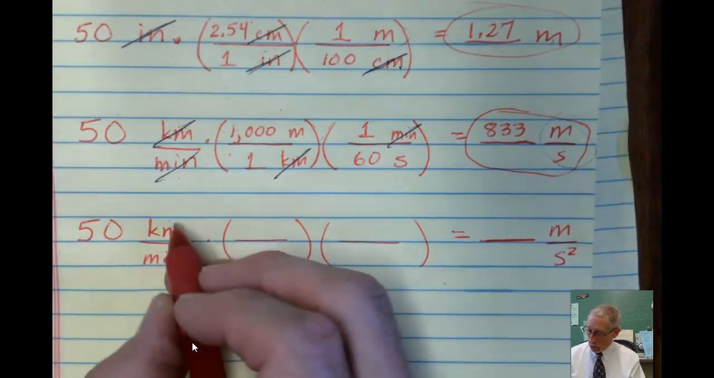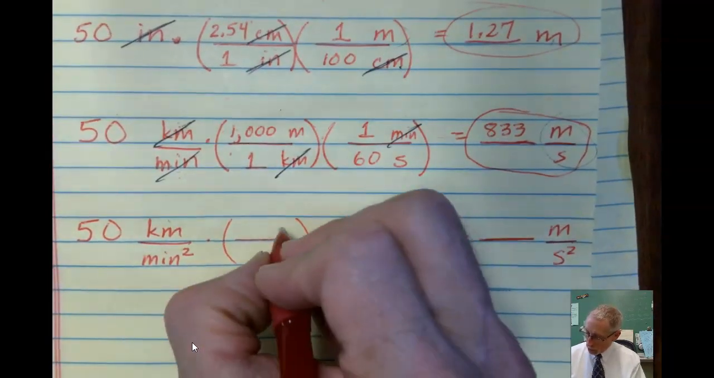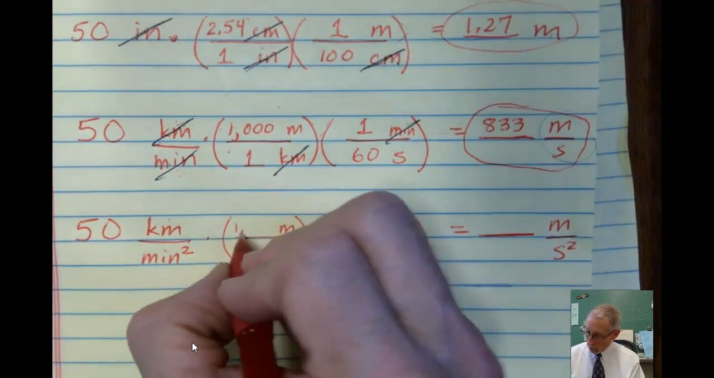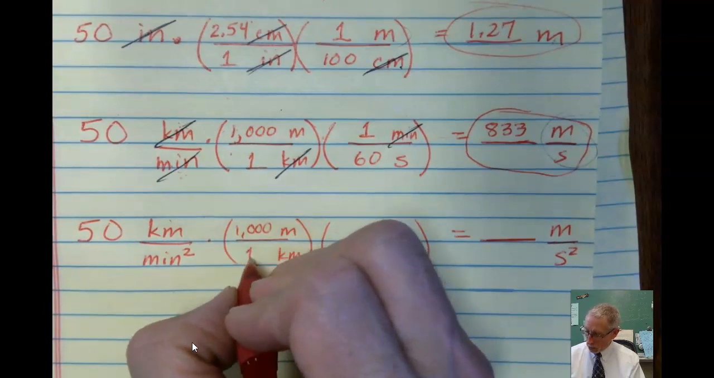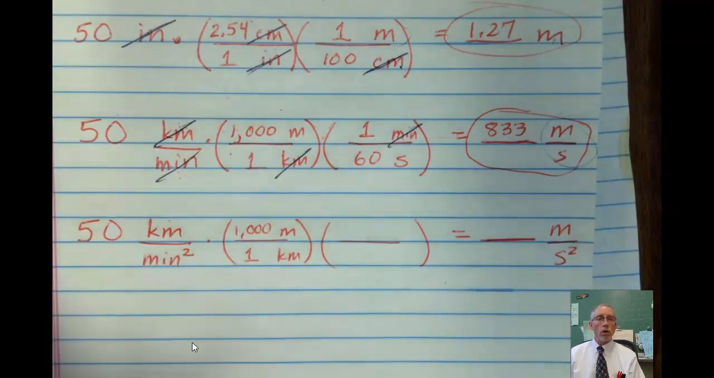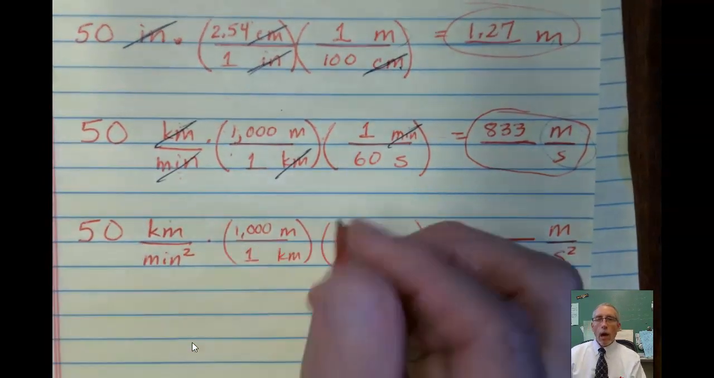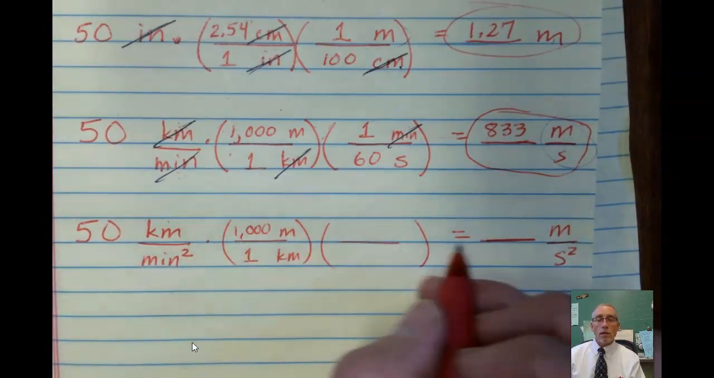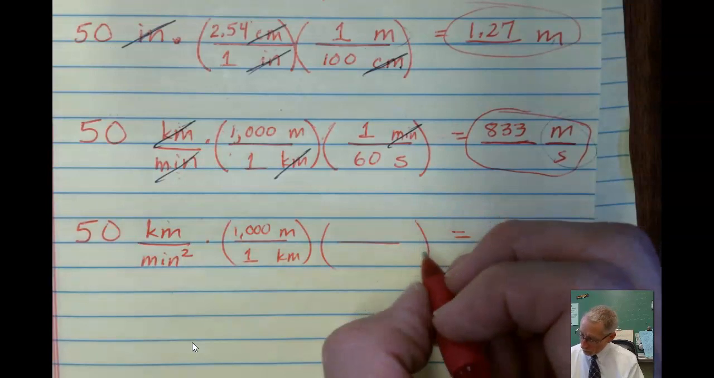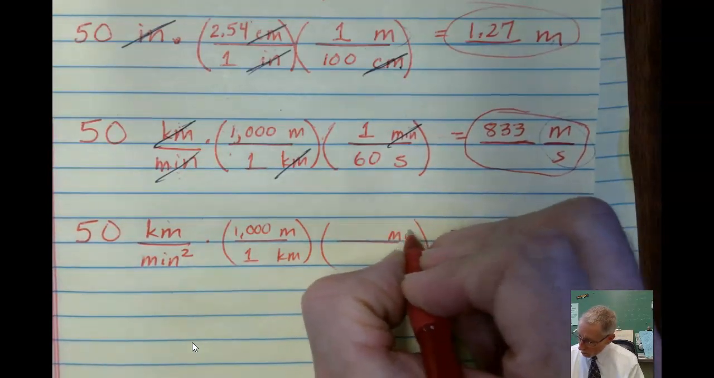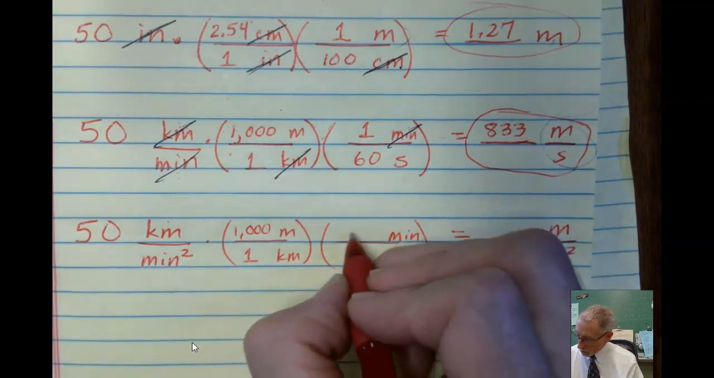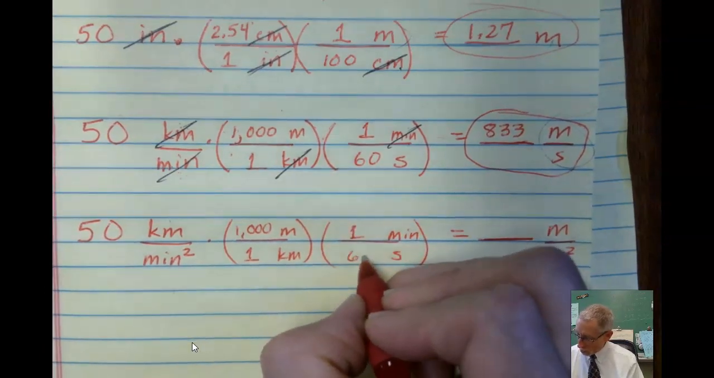So I can change kilometers to meters the same way I did here. Meters on top, kilometers on the bottom. And I know that 1,000 meters is equivalent to 1 kilometer. So that part, no different than above. I'm going to set up the same conversion factor for minutes to seconds that I used up here. And I know that's not my unit. But we're going to still use the same one.